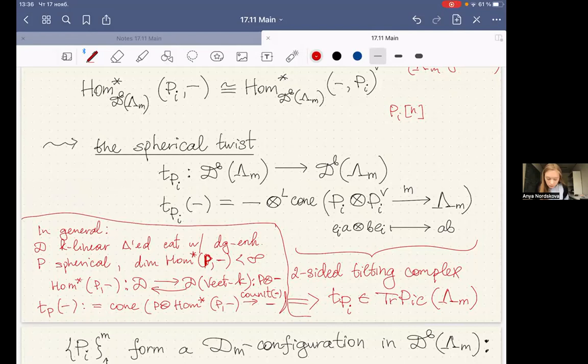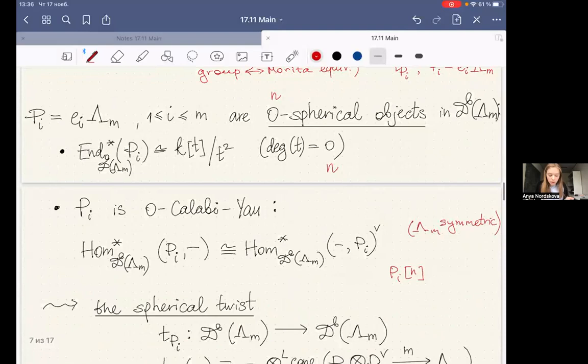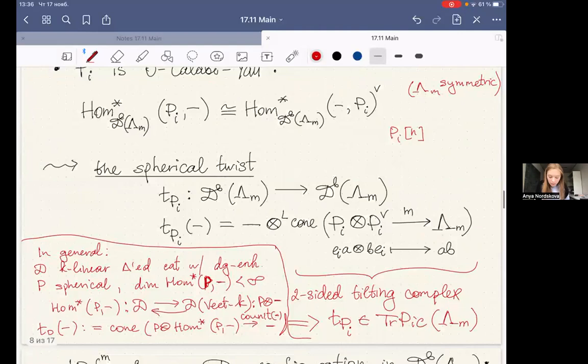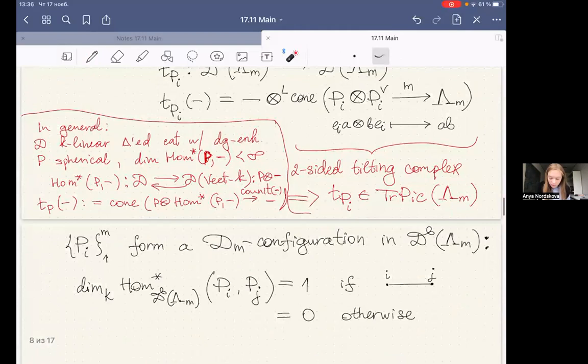Okay, so we have a spherical twist associated to each of the indecomposable projectives. And now observe that these indecomposable projectives also form a so-called A_m configuration in my derived category, which means that total Hom spaces between them are one-dimensional if the corresponding vertices are adjacent in the diagram, and zero if they're not adjacent. In a similar way, you can define A-D configurations for any diagram.